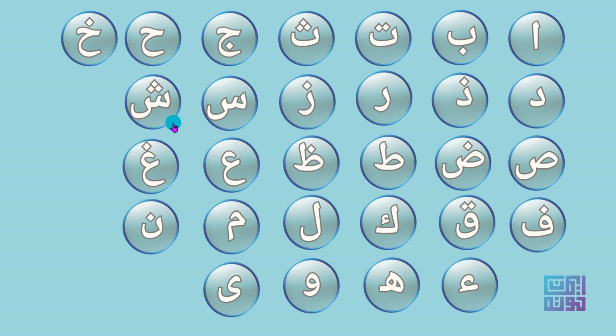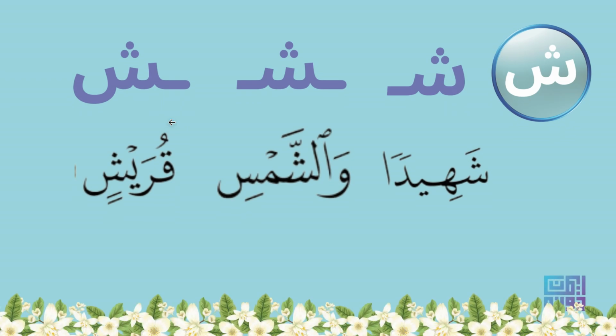Let's go back to our letter Sheen, and let us see how it's written at the beginning, in the middle, and at the end. In the beginning, it looks like this. We can see the 3 teeth of it, and then it's connected with the letter coming after it, which is a letter Ha. We're going to come to it, inshallah, and see all the shapes of this letter.